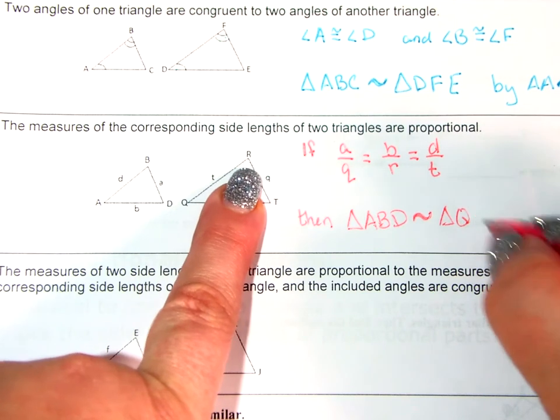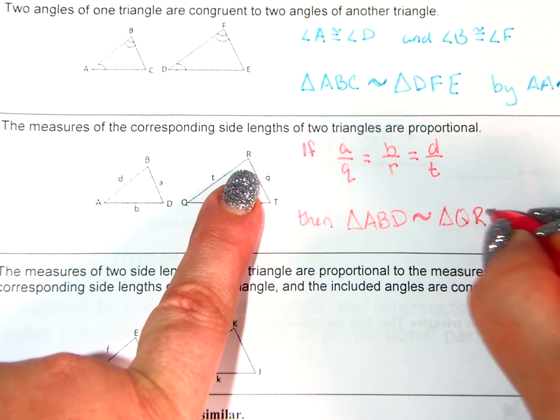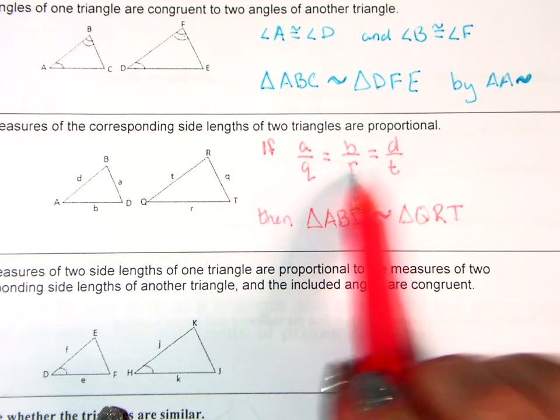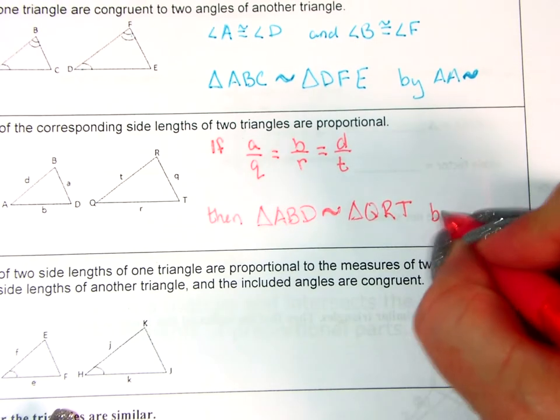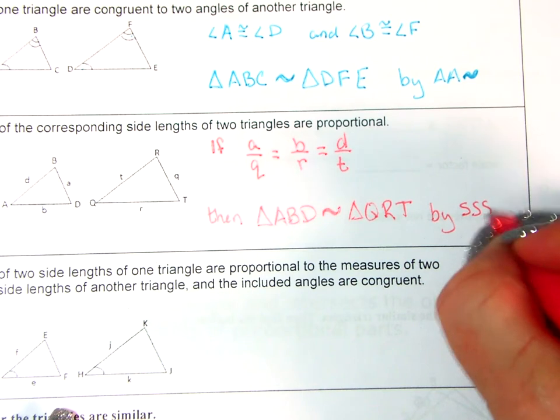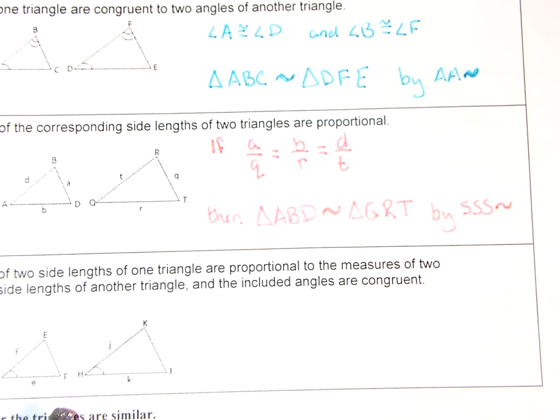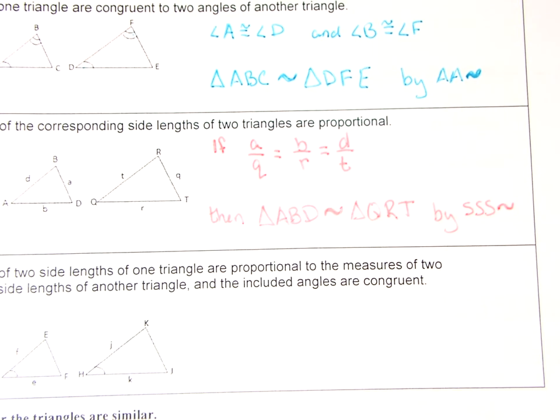And from A, I went up to B, so I'm going to go R, T. We checked that the 3 sides were proportional, so by side, side, side, similarity. And that's only if you get the same fraction when you reduce your fractions.